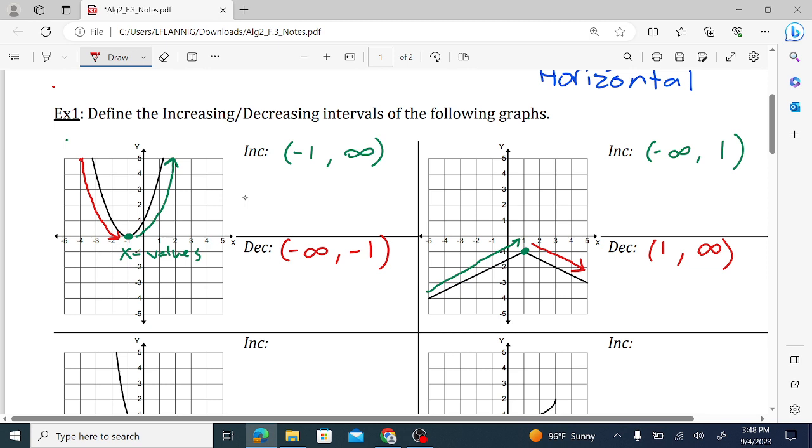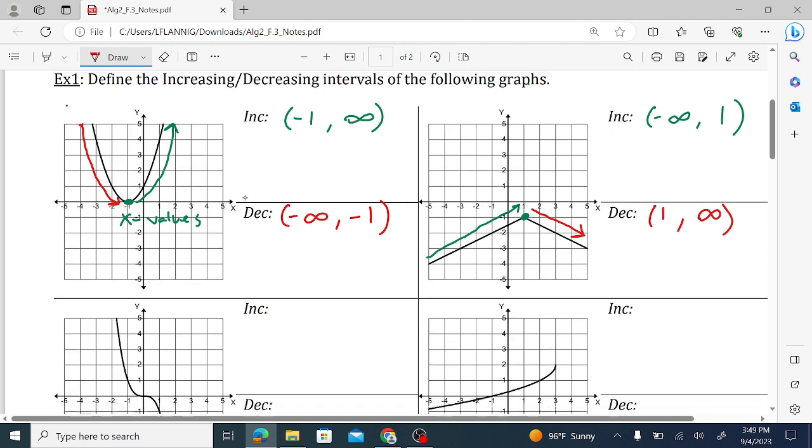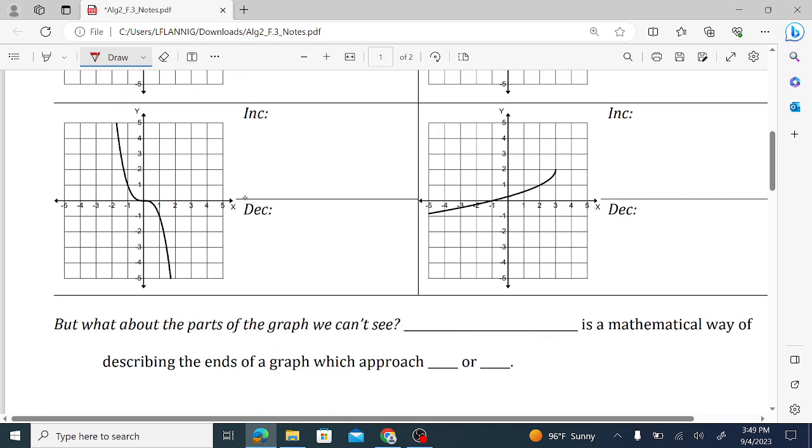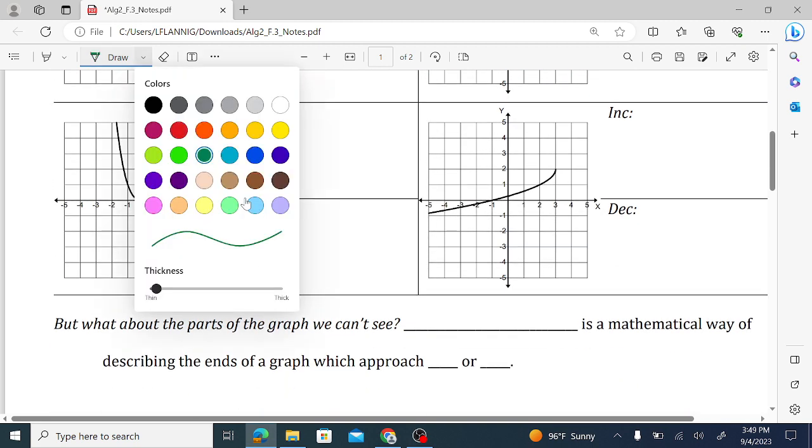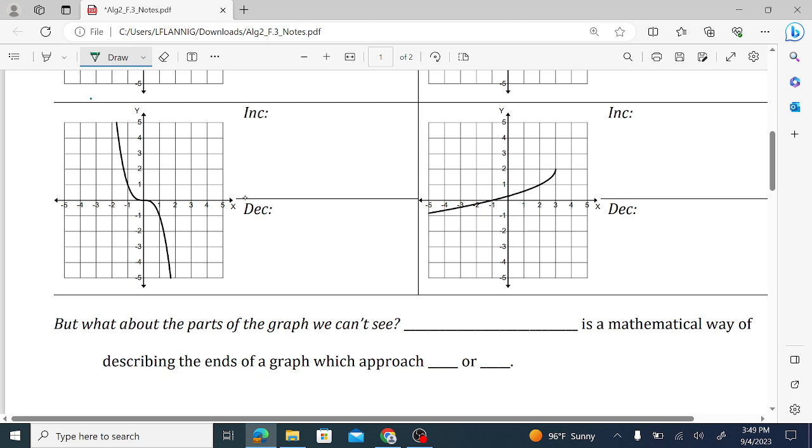Green is for the increasing, while red is for the decreasing. Let's move down. Here, something special happens. It never stops decreasing. It's always going to go down. So it starts over here.